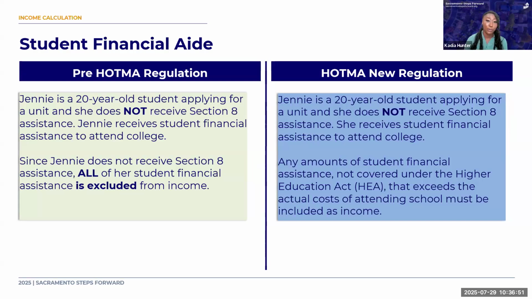But wait, the new rule specifies that any aid not under the Higher Education Act exceeding actual school costs must be included as income. This shows that HOTMA adds nuance to prevent over-exclusions. For Jenny, a scholarship covering extra living expenses might now count partially, affecting eligibility. It's kind of an interesting shift. How would this play out in your programs? We'll look at another example next. Next slide.